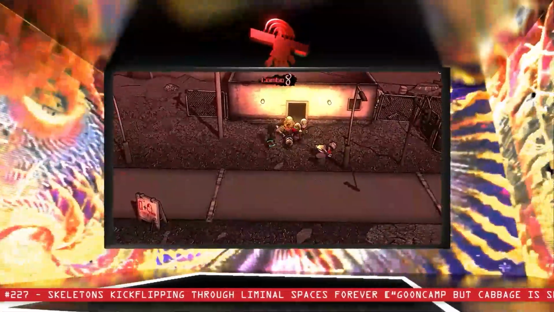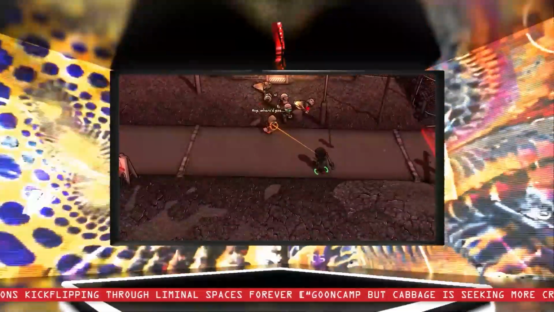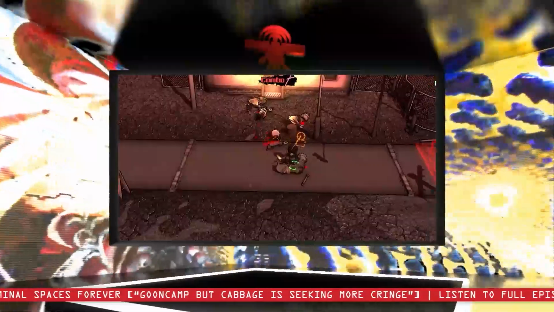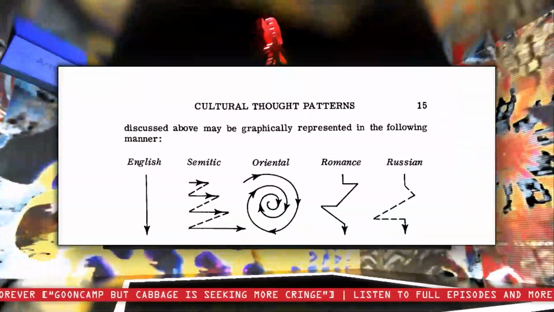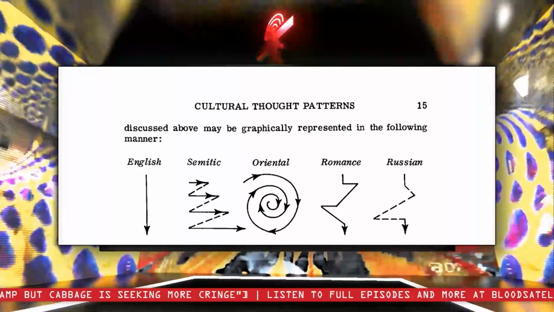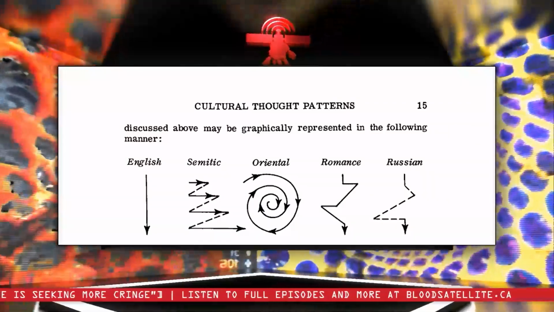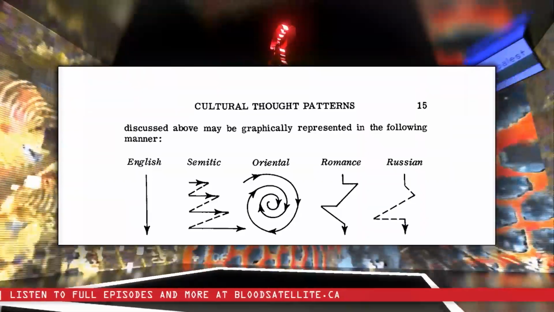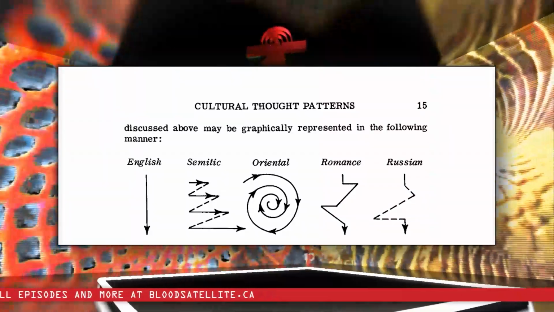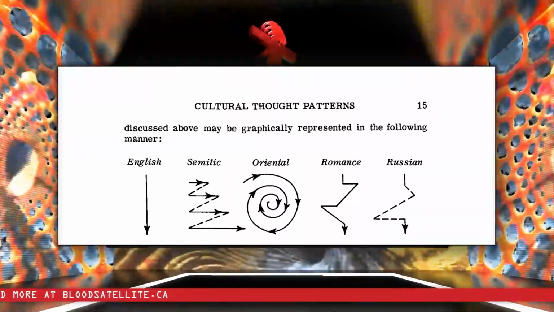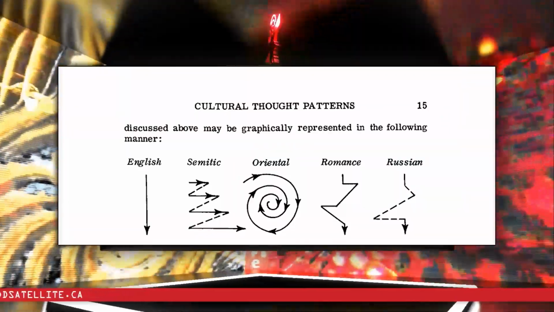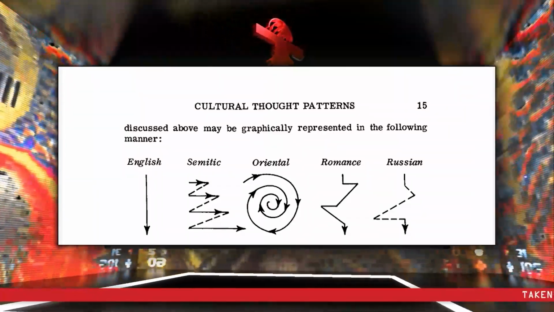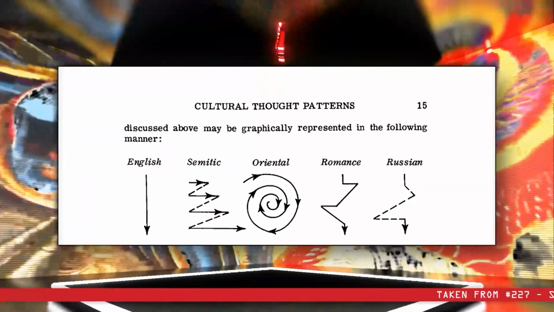He's got a few examples here. I won't go into the examples, but just to flash forward, later on in the piece, he's got, on page 15 for people who find this thing, Cultural Thought Patterns in Intercultural Education, a series of pictograms that shows English versus Semitic versus Oriental versus Romance versus Russian, different types of language. English is just an arrow pointing down. Semitic is like a left to right zigzag going down. Oriental is like a spiral going inward. Romance, it's like a weird map. It goes down then across, and Russian is kind of the same.